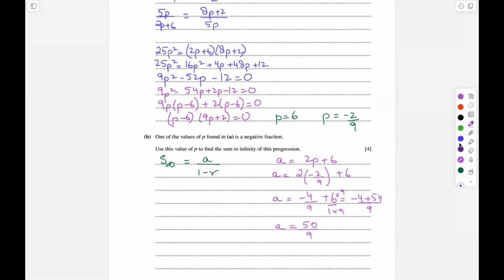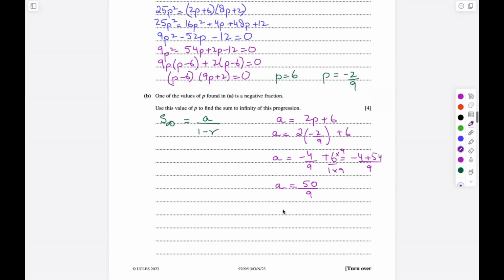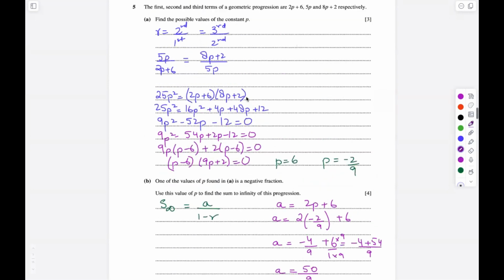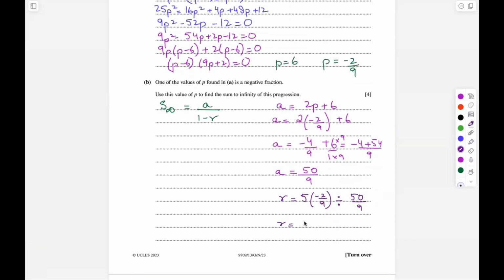And to find the common ratio, we'll divide the second term with the first term. So the common ratio in this case will be, the second term was 5p. So that will become 5 into minus 2 upon 9. And that will divide by the first term, which is 50 upon 9. Simplifying this, we'll get minus 10 upon 9 multiplied by 9 upon 50. 9 and 9 will cancel out.